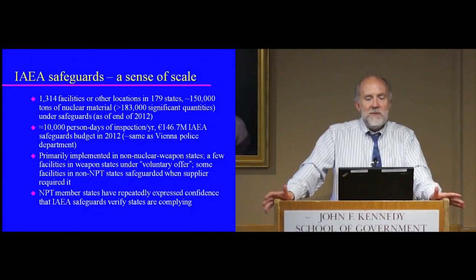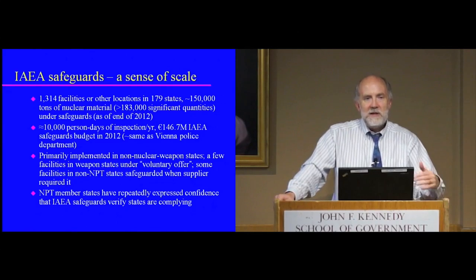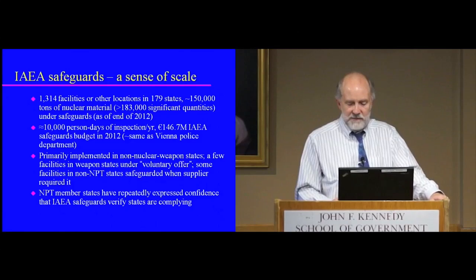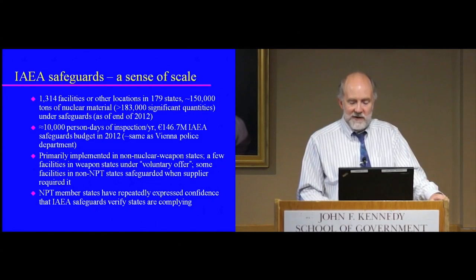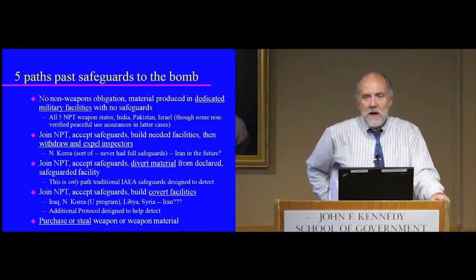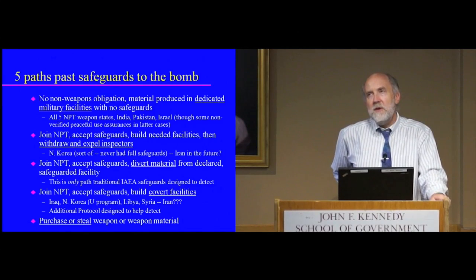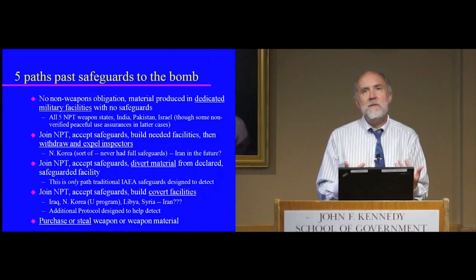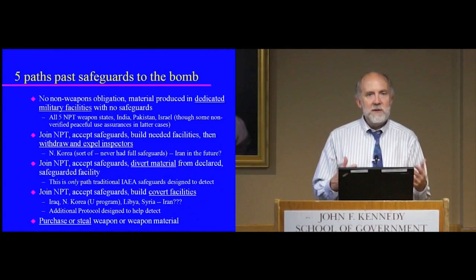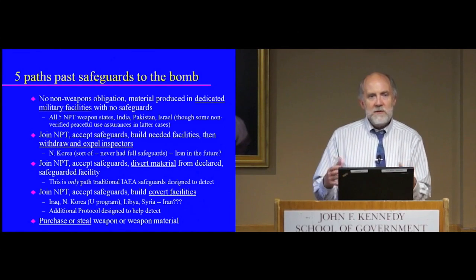And the NPT member states have repeatedly expressed confidence that IAEA safeguards are working and will verify that states are complying with their obligations. Whether that confidence is well placed is another question. All right, so if you think about how a state might get nuclear bombs in relation to this inspection system, there's really sort of 5 different pathways.